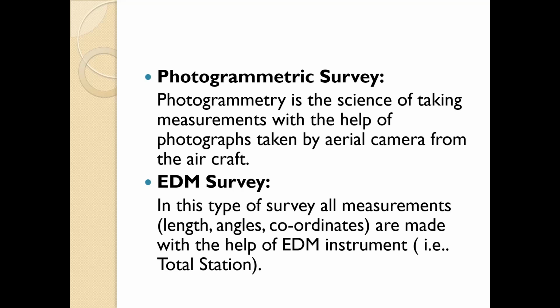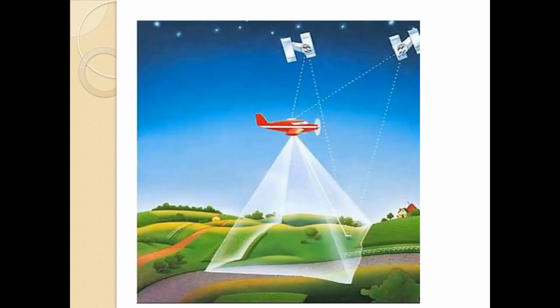And next is the EDM survey. In this type of survey, all measurements, that is length, angle, and coordinates, are made with the help of an EDM instrument, that is electronic distance measurement instrument. The total station is one example of this. Even now we have GIS or GPS also.